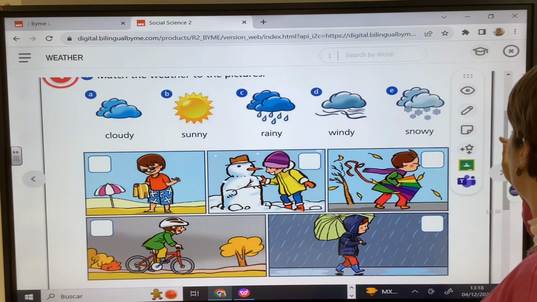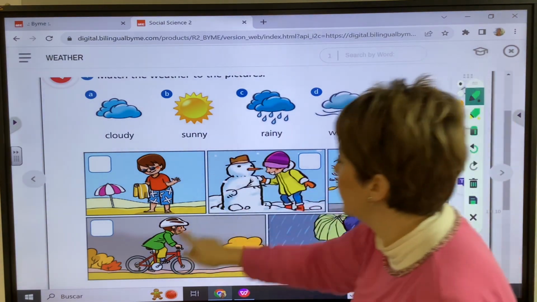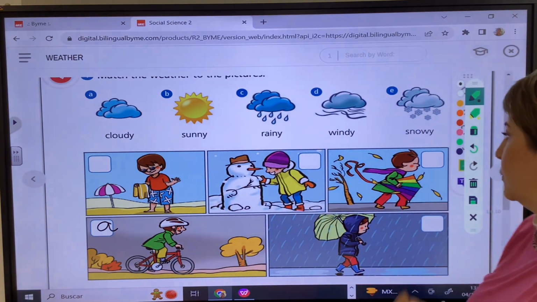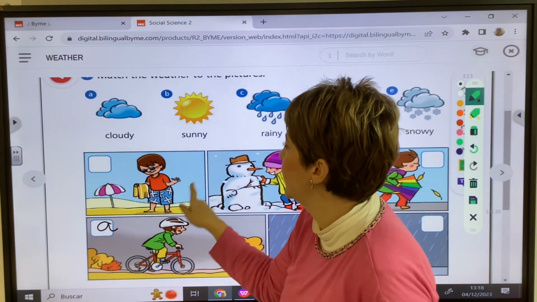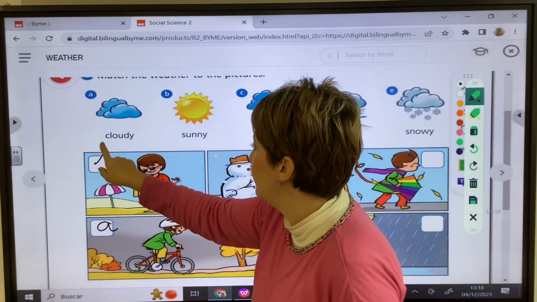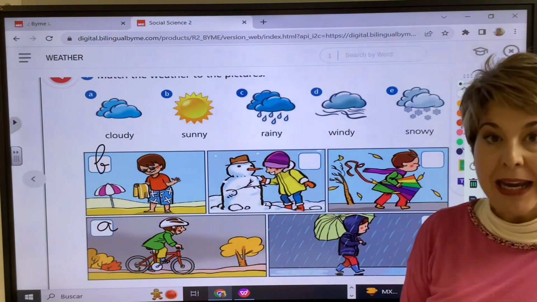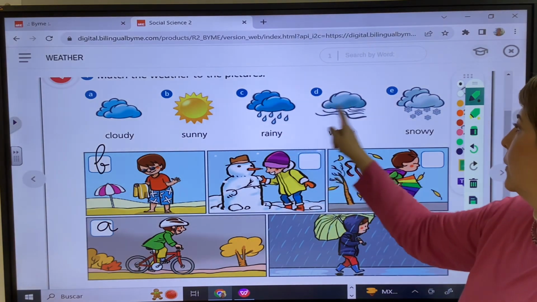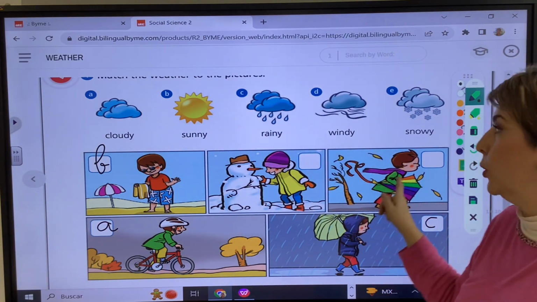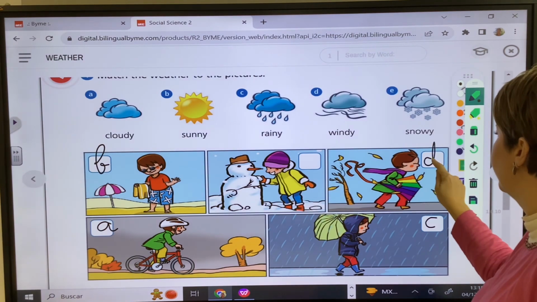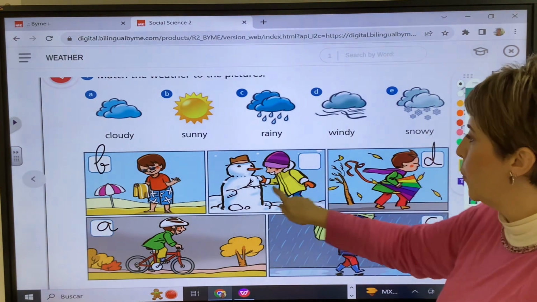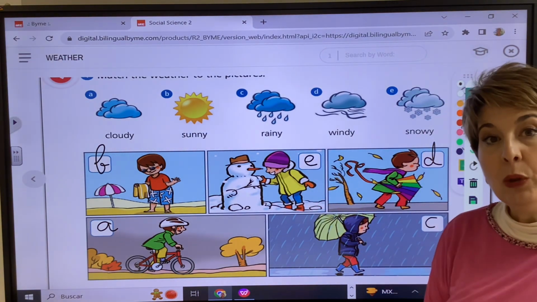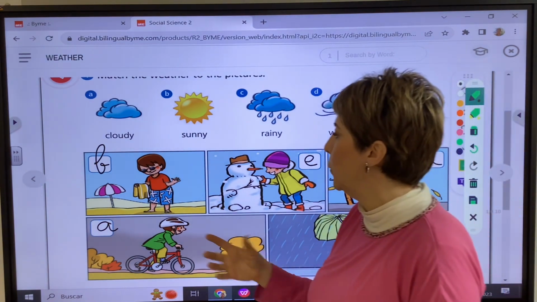Which one is cloudy? You have to imagine that cloudy is this one, A. Which one is sunny? Where is it sunny? Here. Sunny and hot. B. Rainy. This one, C. Windy, super windy, autumn day. This one, D. And snowy, E. Okay?